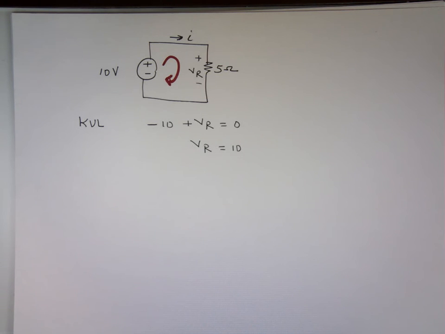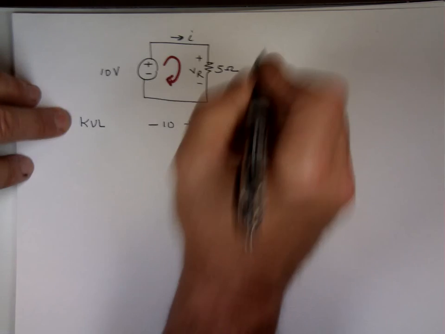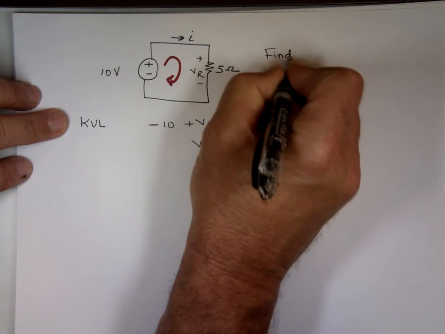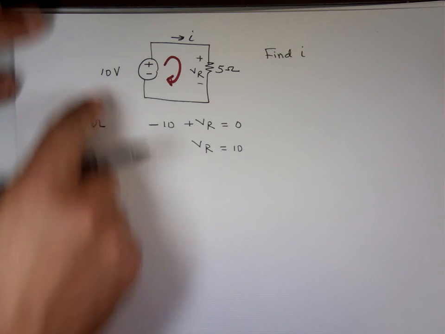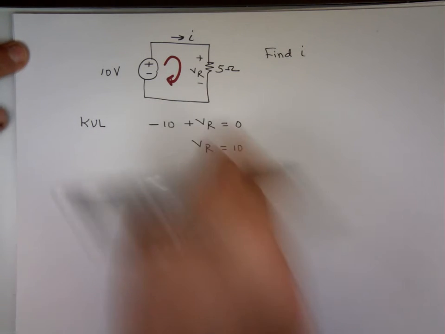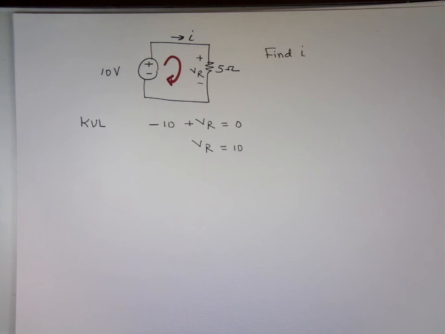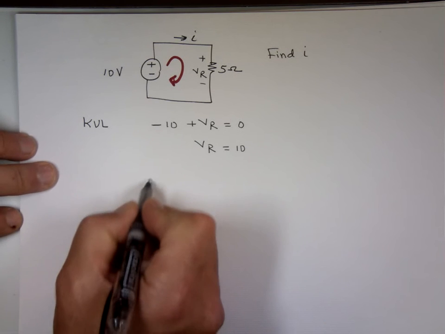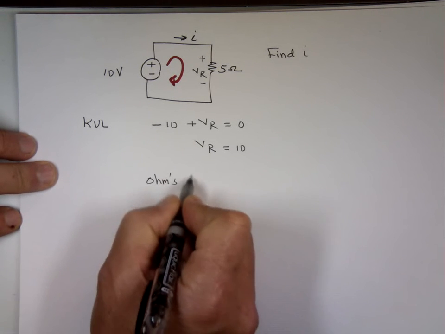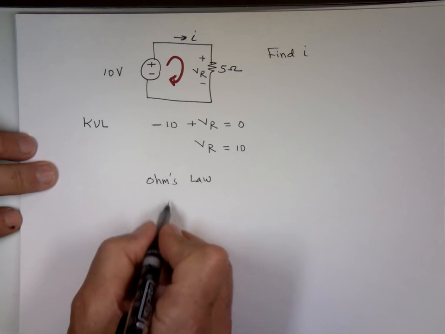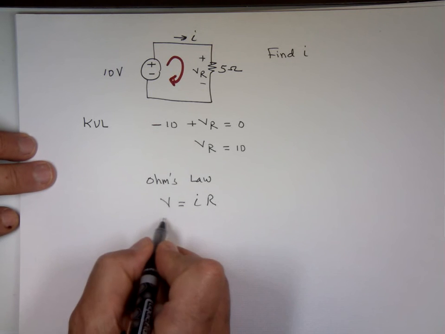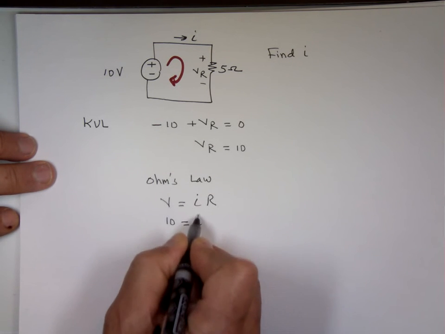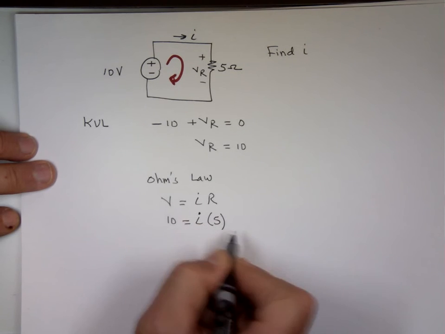Now the question was find I. It didn't say find R or VR, find the current. There's only one current going through that loop there. Only one. So how do we find that current? Ohm's law, yes. You know the voltage now, V equals what? I times R. What's the voltage? 10. What is I? I'm looking for it. What's R? 5. I equals what? 2 amps.